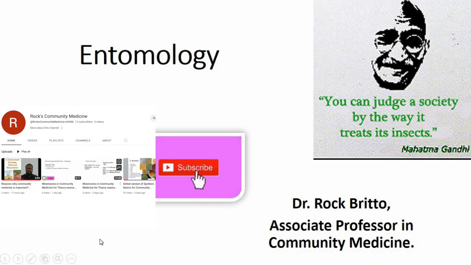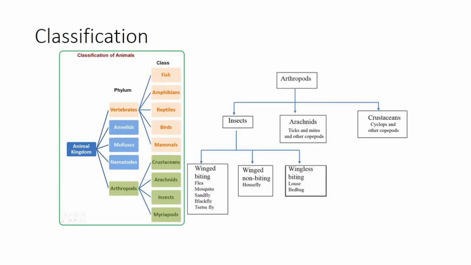Hello all. In this presentation we are going to see about entomology, how to identify entomology spotters. So we all know there are two kingdoms, animal and plant kingdom. We belong to the vertebrates, and in that we belong to the mammals as a class. Like that, in the phylum classification, there are arthropods. Entomology is the study of arthropods or insects.